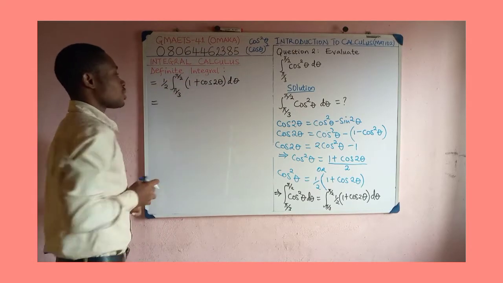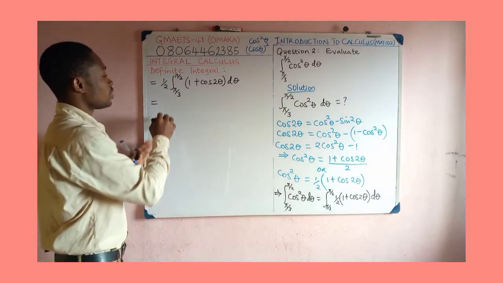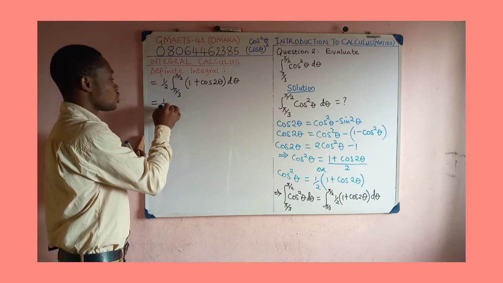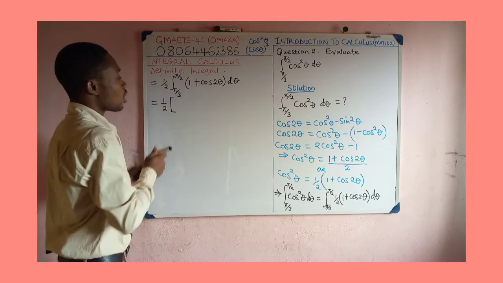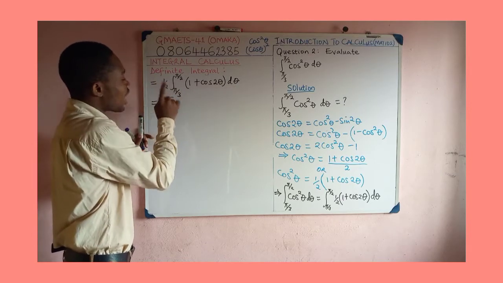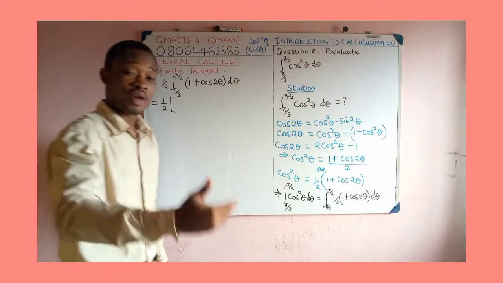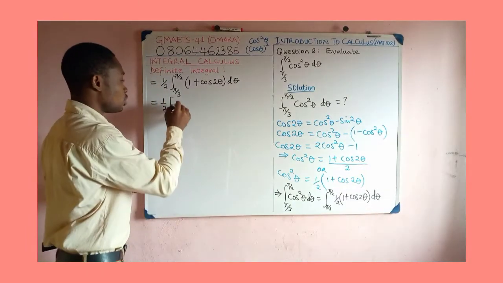Good. Now the time has arrived for us to integrate. So this is 1 over 2, then our square bracket, open up this with the integration sign and d theta. So we're going to have the integral of 1 d theta. It's the same as the integral of d theta, which will welcome back the variable theta.